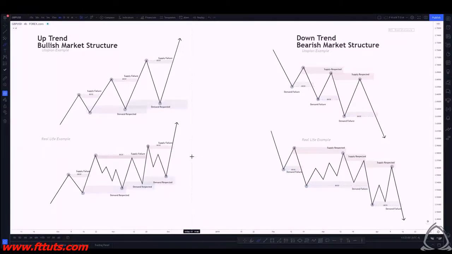Demand is respected and price continues moving to the upside, creating a higher high. And this is the relationship in a bull trend between supply and demand and market structure, that we're seeing demand being respected and supply failing. We might see supply get reactions initially, but ultimately this is when we start looking at our demand zones and asking ourselves, are these going to hold? And if so, should I be expecting a higher high?